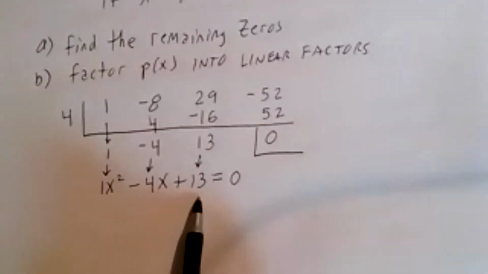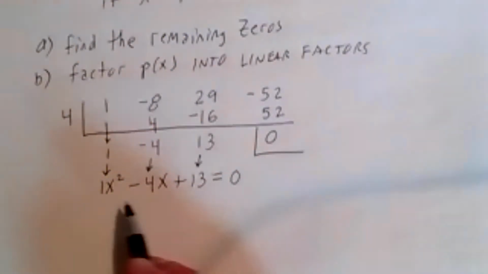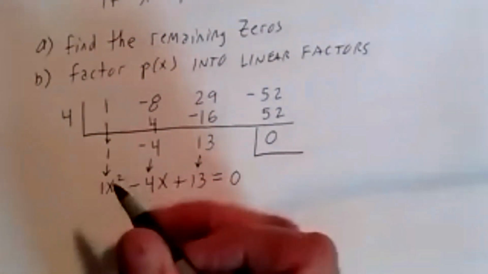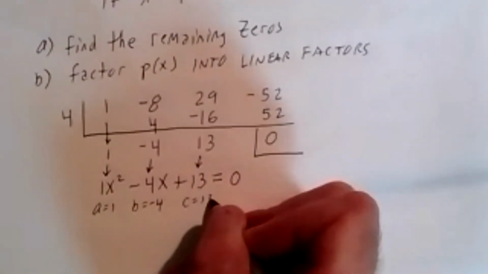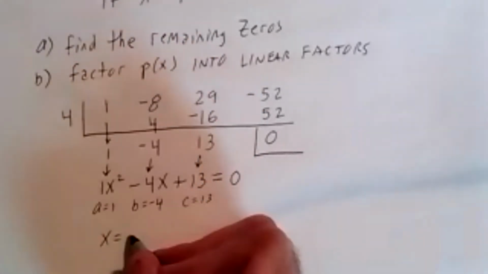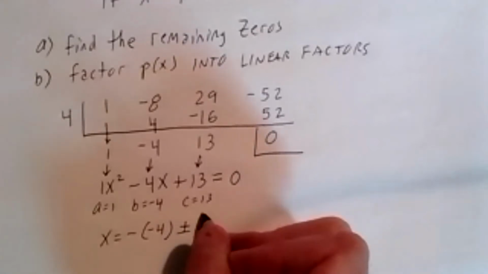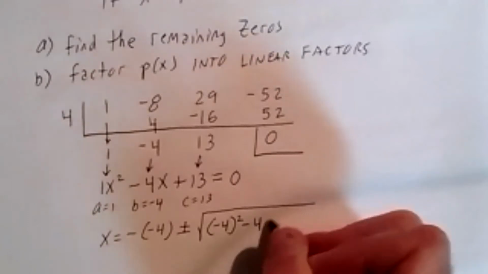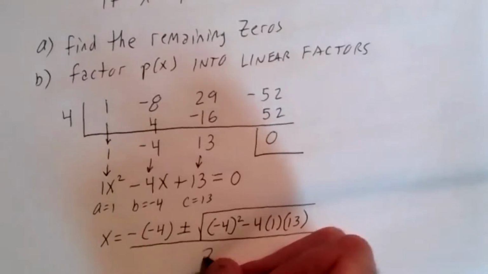Now, are we lucky enough to be able to factor this trinomial? Doesn't look good, does it? It doesn't look like it's factorable. So we can either complete the square on this to solve it or use the quadratic formula. And therefore, I will opt for the quadratic formula. So my A is 1, my B is -4, my C is 13. Here's the quadratic formula. We take the opposite of B, which is the opposite of a -4, plus or minus the square root of B squared, which is -4 squared, minus 4 times A times C, and all this is divided by 2 times A.